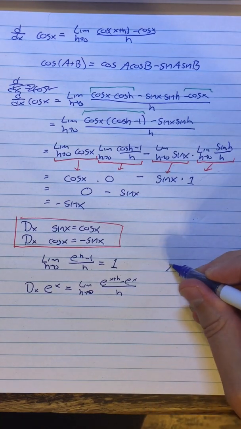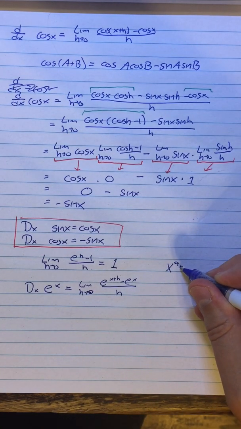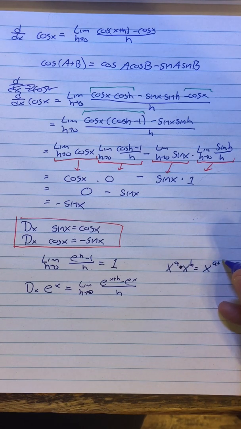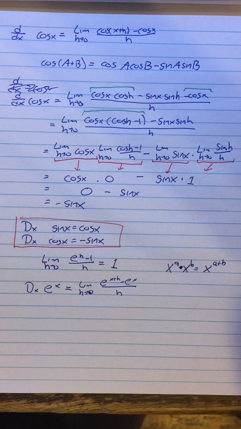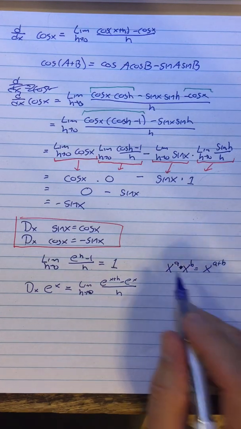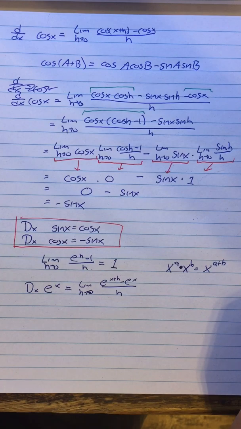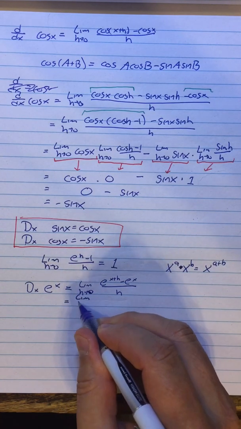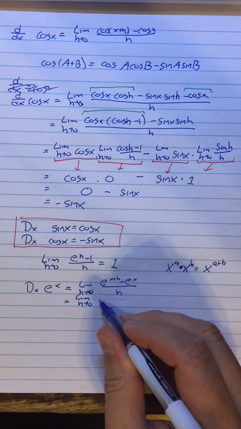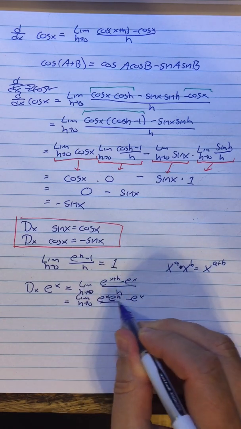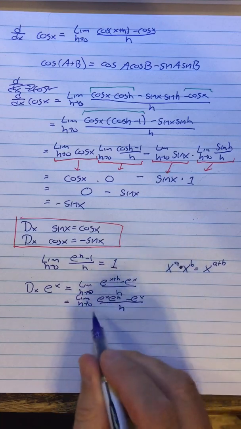Well, we all know that x to the a times x to the b equals x to the a plus b, right? You guys all know that. We just add the exponents when we multiply. We can run that backwards. If I have x to the a plus b, I can split it up into x to the a times x to the b. So that means my e to the x plus h I can write as e to the x, e to the h, minus e to the x. That was the clever part of this one, to split this up like this.